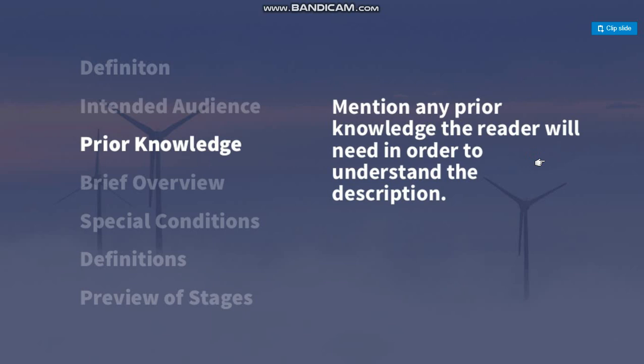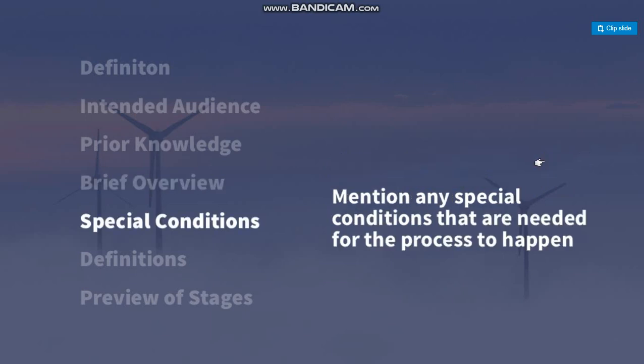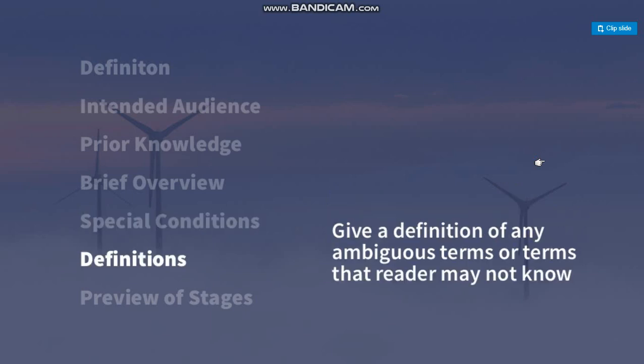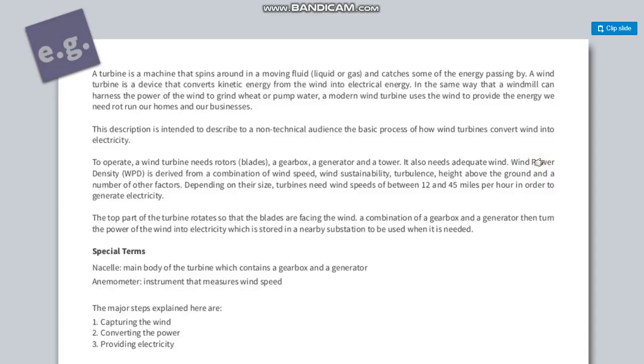Prior knowledge. Mention any prior knowledge the reader will need in order to understand the description. Brief overview. Provide a brief overview of what happens during the process. Spatial conditions. Mention any spatial conditions that are needed for the process to happen. Definitions. Give a definition of any ambiguous terms that the reader may not know. Preview of stages.